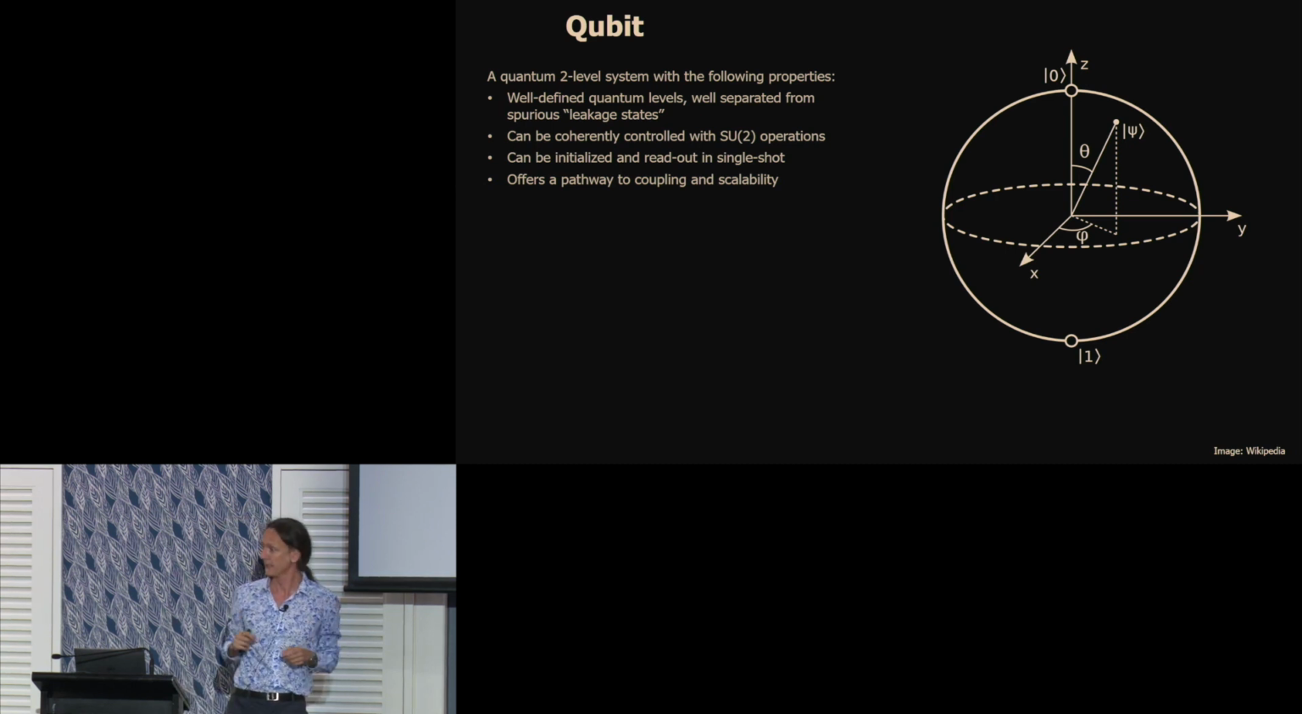Otherwise, you get what, remember, John Martinis is calling the neutrino qubit. It's like infinite coherence, but you don't couple it to anything. So that's not a qubit, right?